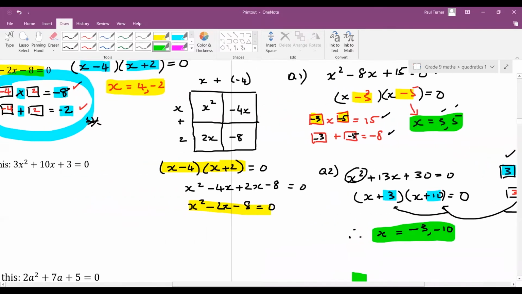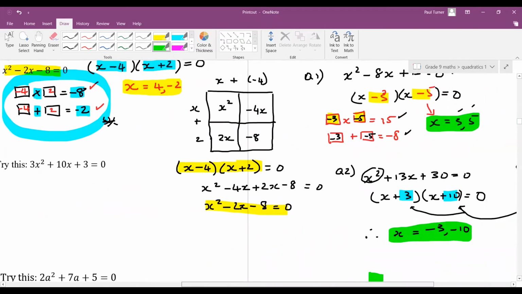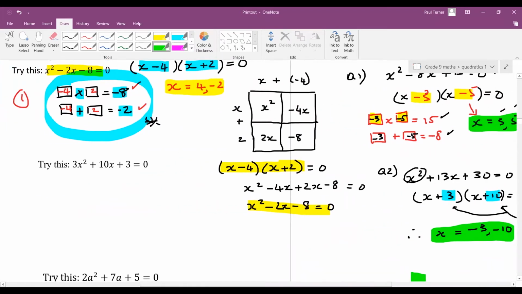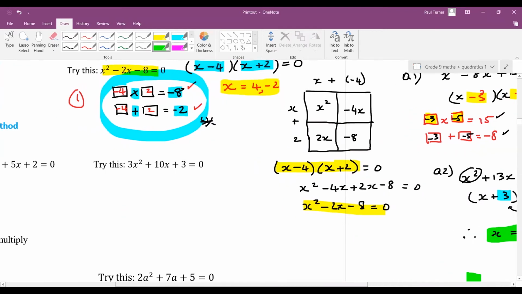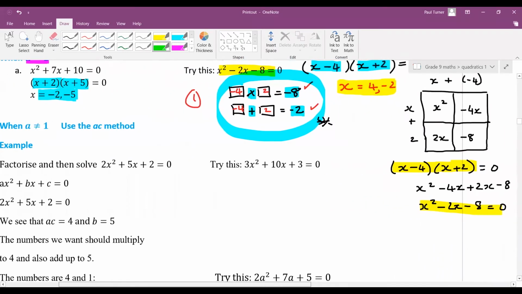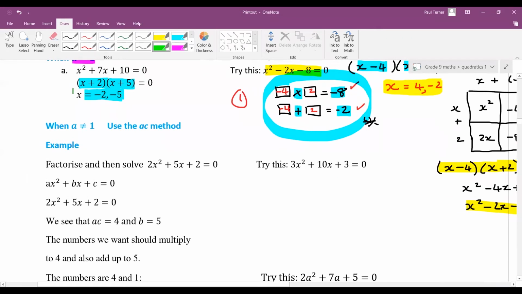Let's see what we got over here. You can also try this one here. Well, you can't yet. I've got to explain how to do it. So we'll do that.